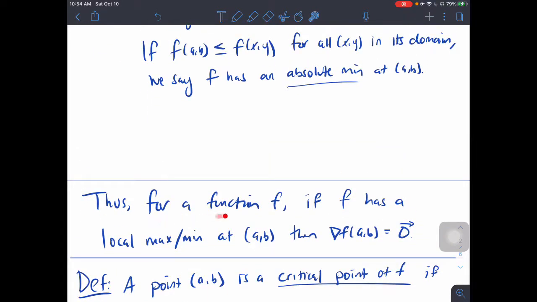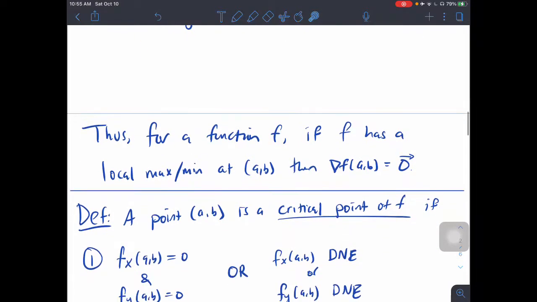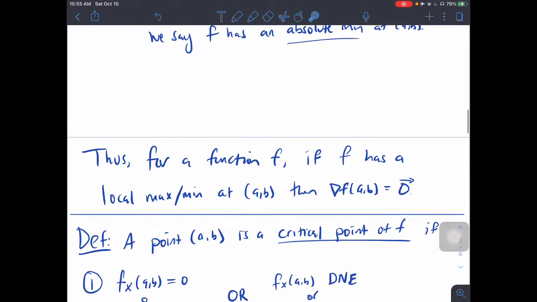So thus, for a function f, if f has a local max or minimum at a particular point, what we notice on GeoGebra, and turns out to be true, is that the gradient vector will be the zero vector at that corresponding point, okay? And so what we're going to want to do is to find local maximums and local minimums. Possible points where we can have a local max or minimum are points where the gradient vector will be zero.